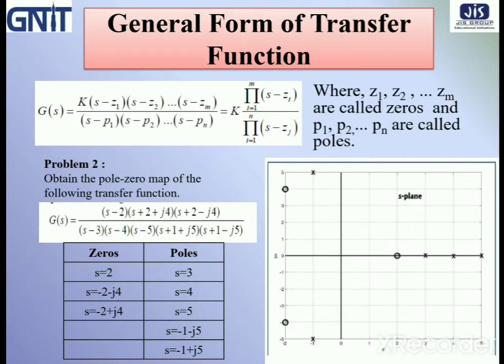Now how do we represent these poles and zeros in the s plane? S is equal to sigma plus j omega, where sigma is the real part and j omega is the imaginary part. Just see the graph, where the x axis is the real axis and the y axis is the imaginary axis.